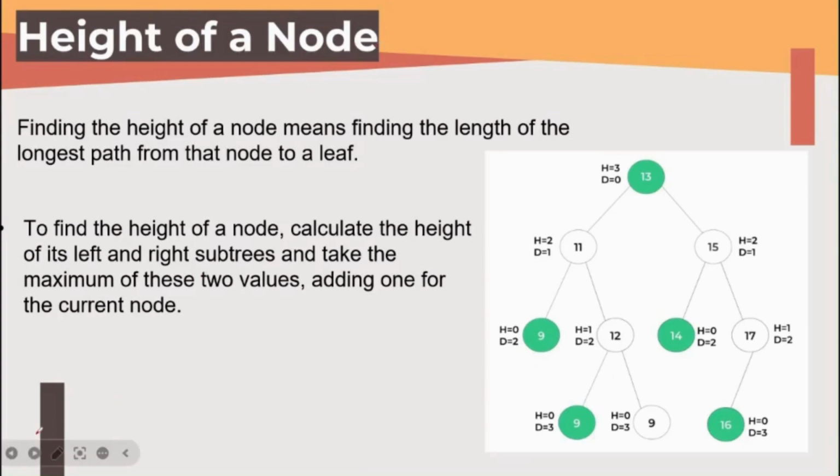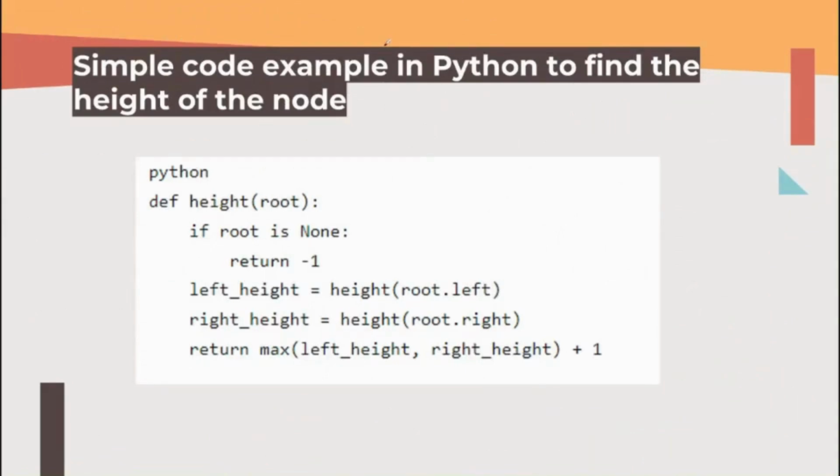Now check how to write the code for the height of the node. Here, if the root is None, it will return -1. Otherwise, it will find the height of the left subtree, and again it will find the height of the right subtree. That means we are taking the maximum of both and incrementing by 1. That is how we are calculating the height of the node.